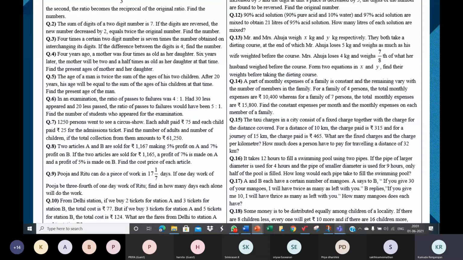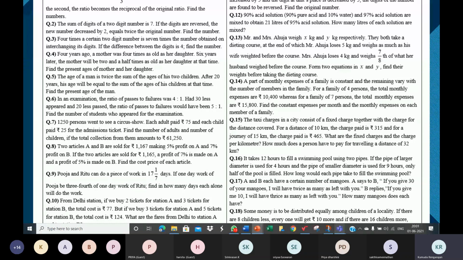Cost price of article A, rupees X. Profit percent, 5%. The profit in terms of rupees is 5% of the CP. So 5 by 100 into X, 5x by 100. So if the CP of article A is X, the profit on selling article A is 5x by 100.